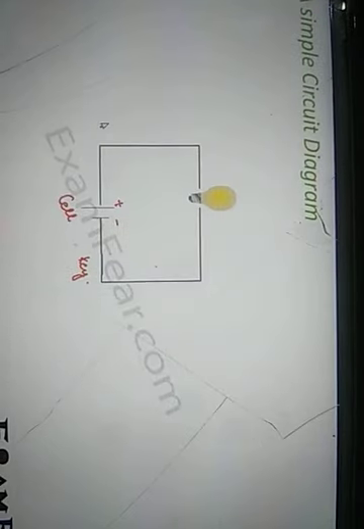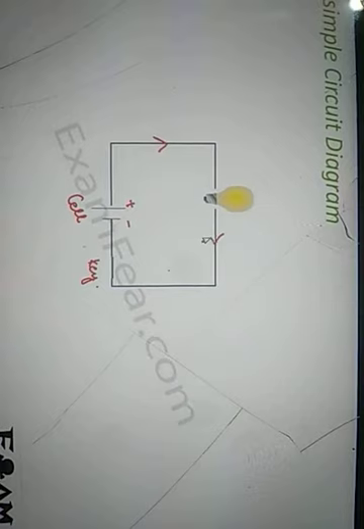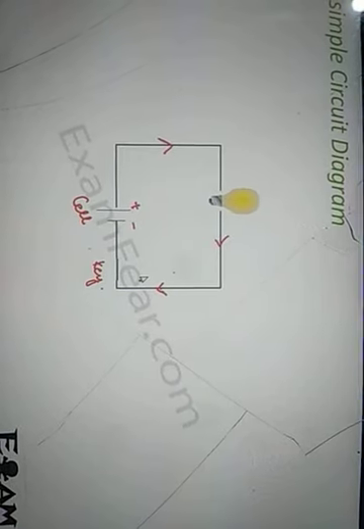So this is the simple circuit diagram. Here there is a cell, this is a bulb, and the key is on, the key is closed. So this would be the direction of current.